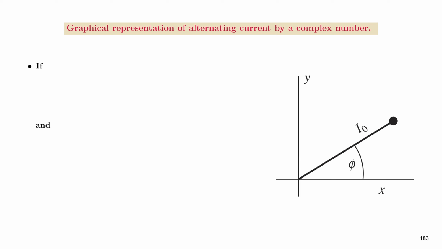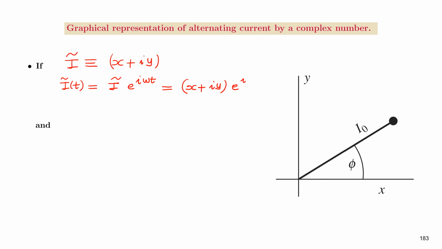We shall now discuss the graphical representation of alternating current by a complex number. Let us take the complex current I as x plus iy, where x is the real part and y is the imaginary part. Then the time dependent complex current would be I complex multiplied by e raised to i omega t, and that is equal to x plus iy multiplied by e raised to i omega t.